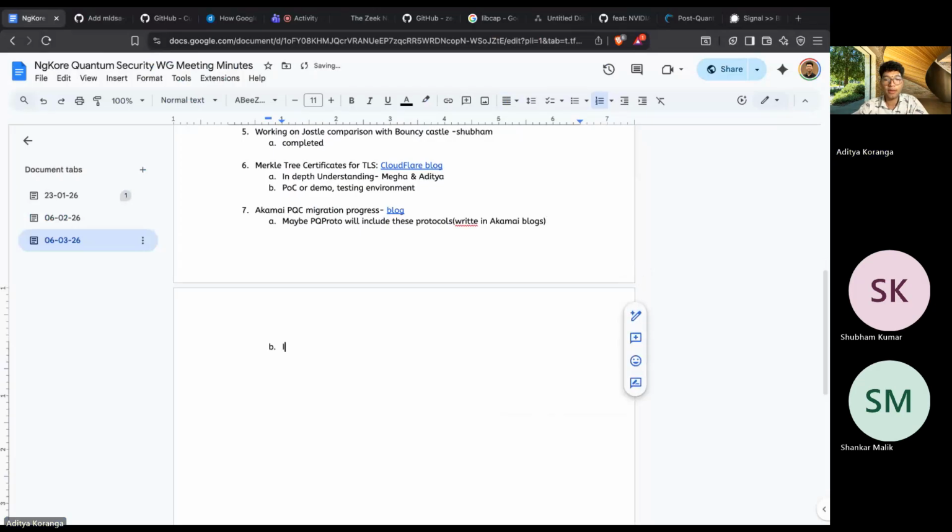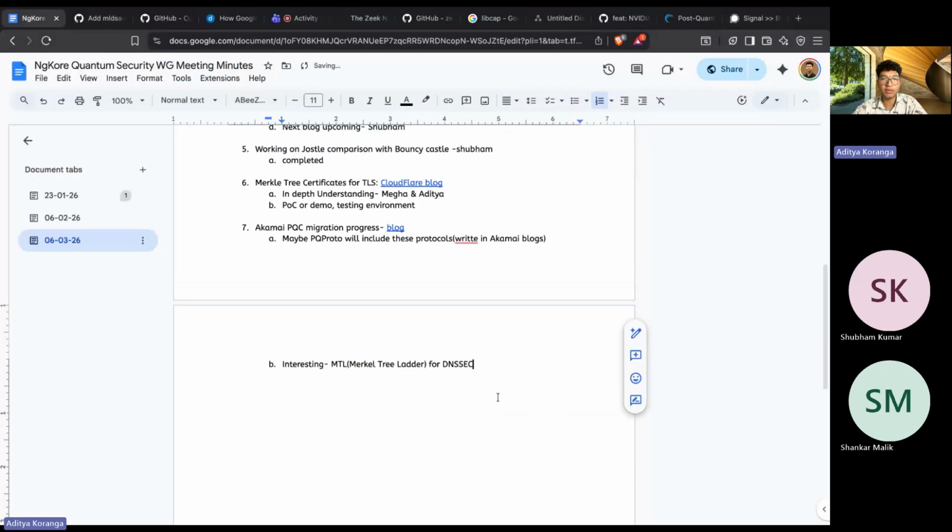Interesting. MTL, Merkle tree ladder for DNSSEC. This is very interesting, yeah. And I think we have passed the time.